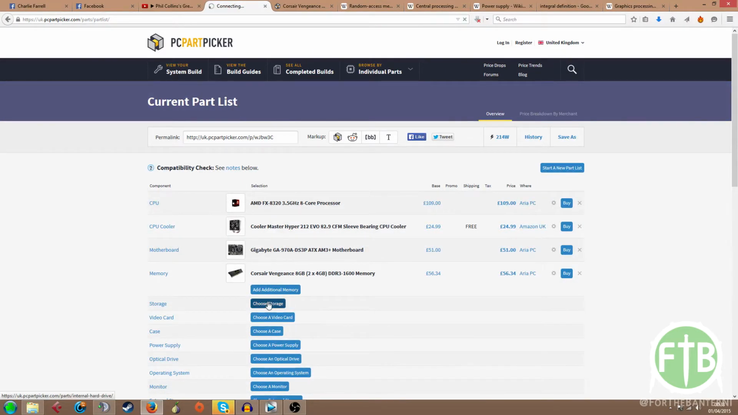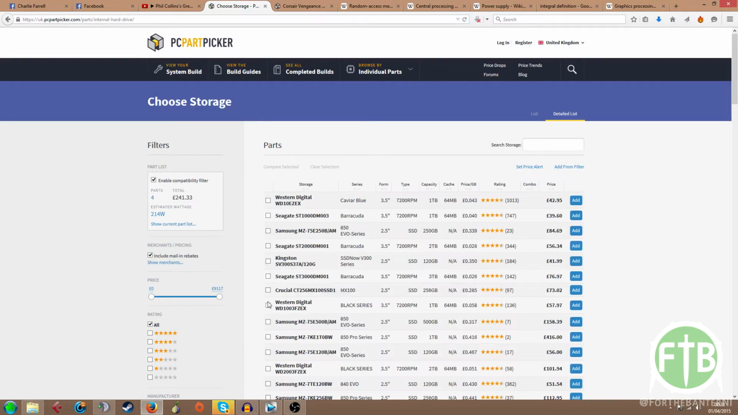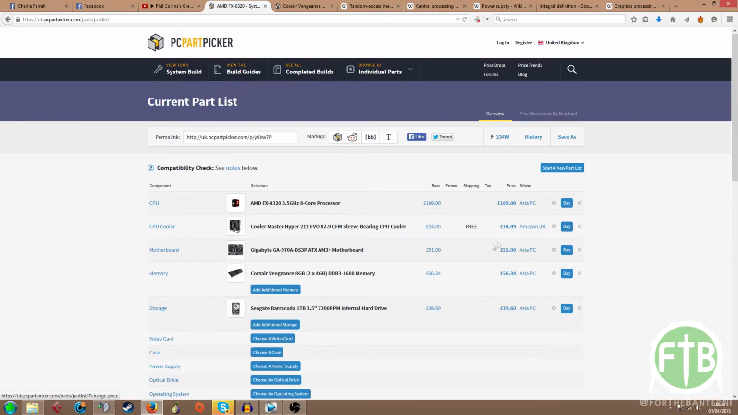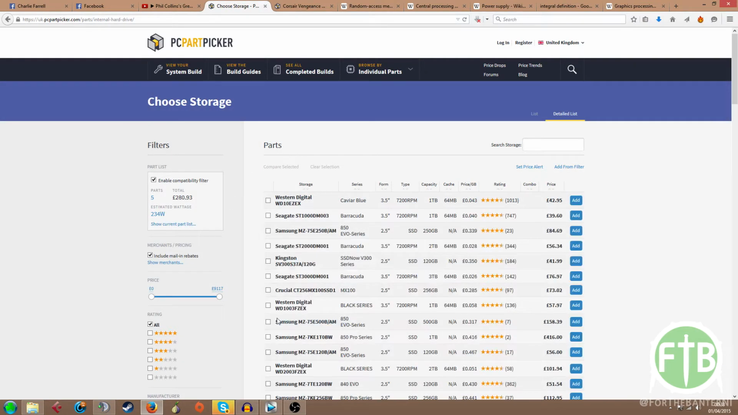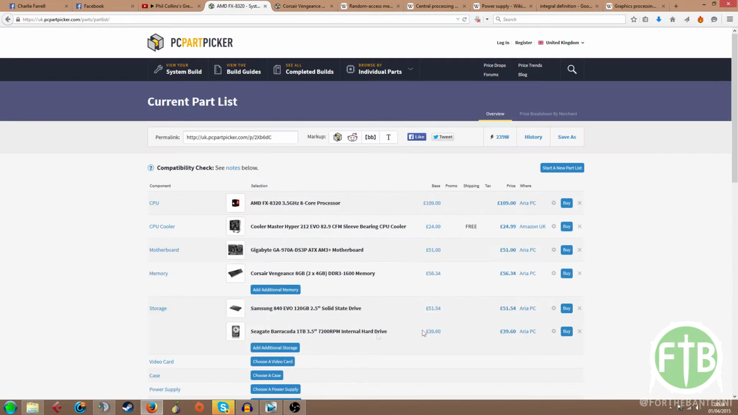As far as storage goes, I have 2 storage drives on my computer. I have a 120 gigabyte solid state drive, which is a Samsung 840 EVO, and it houses my operating system. It is absolutely fantastic for anybody that wants to have a real fast computer. SSDs are a fantastic invention, and they are very fast. They are very good at housing operating systems. I also have a 1 terabyte Seagate Barracuda mechanical drive for saving all my programs and my games to.